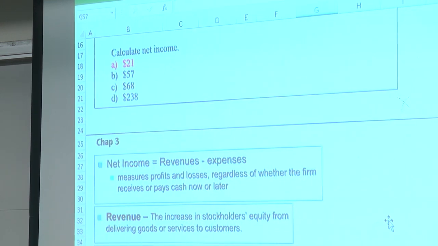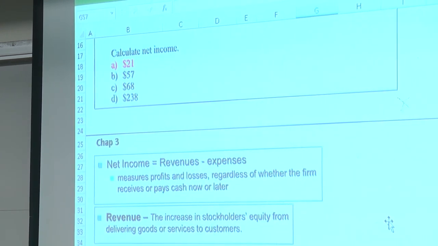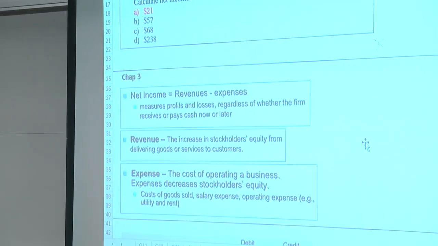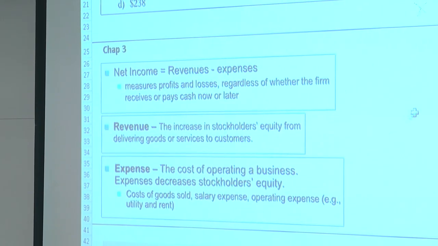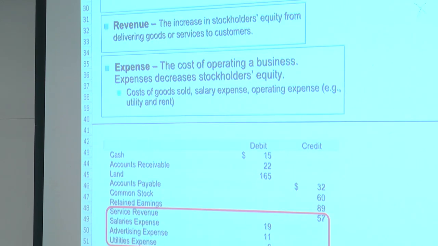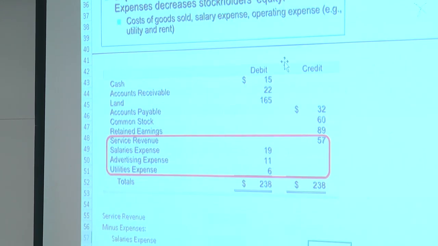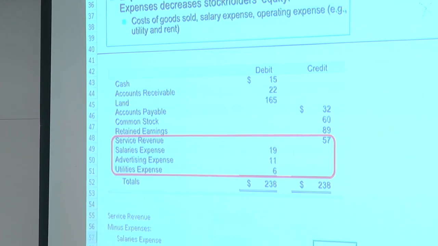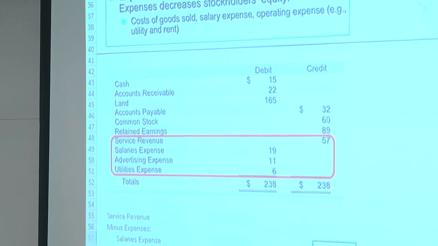I cut out a few snippets from the chapter 3 slides over here, which just define net income, revenues, and expenses. We've seen this a lot already through the questions that we've looked at, so let's jump in. I copied down the table over here and highlighted the section that you get net income items from. You can see we have service revenue, which is a revenue, and then a number of expenses. So this question is pretty straightforward.